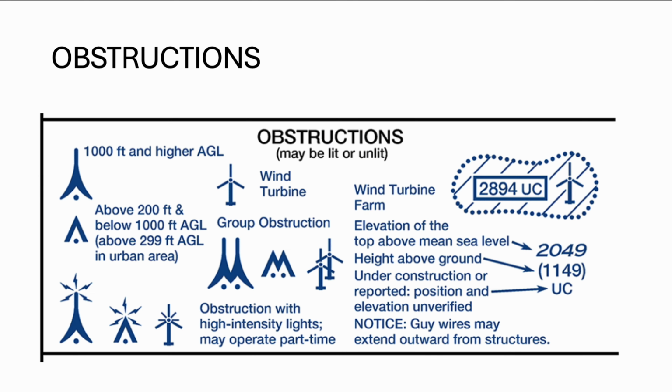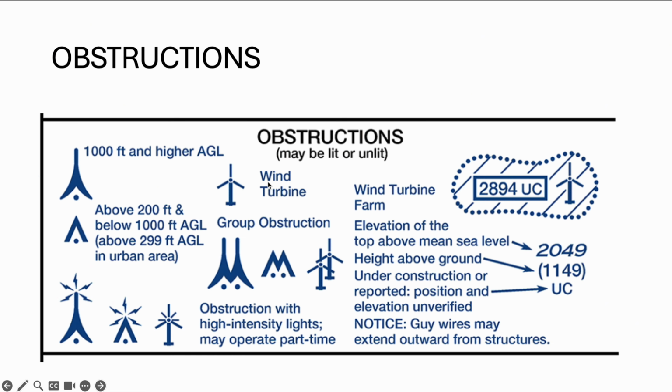Next, we'll look at obstructions. These obstructions could be standalone, or they could be group obstructions, and they could be unlit or they could be lit. If these obstructions are 1,000 feet or higher above the ground, it's going to have this Eiffel Tower looking shape like this. If it's above 200 feet but below 1,000, then it's going to just be this triangle shape or pyramid shape like that. If there's high intensity lighting, it's going to have these lightning bolts coming off of it like that.